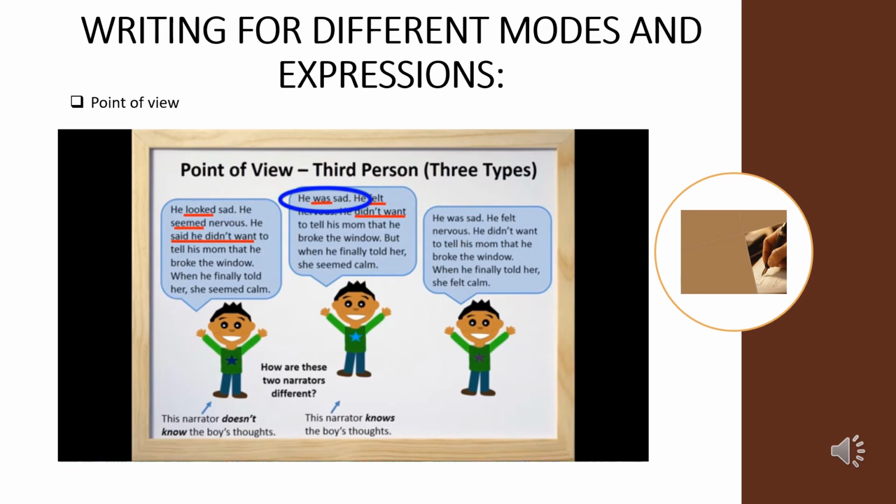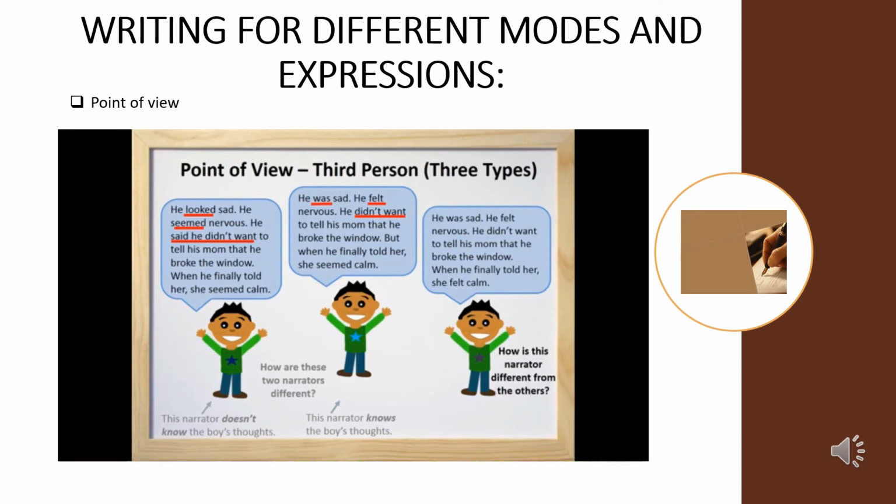You would say that when you know for sure that the boy feels sad. This is how we know that narrator 2 is the one who knows more. Narrator 2 is the one who knows how the boy feels. What about the third narrator? How is this narrator different from the others?